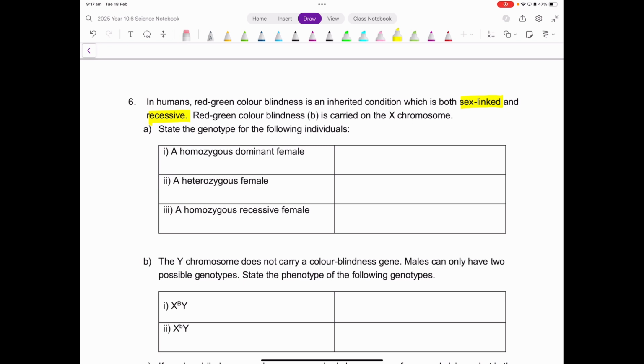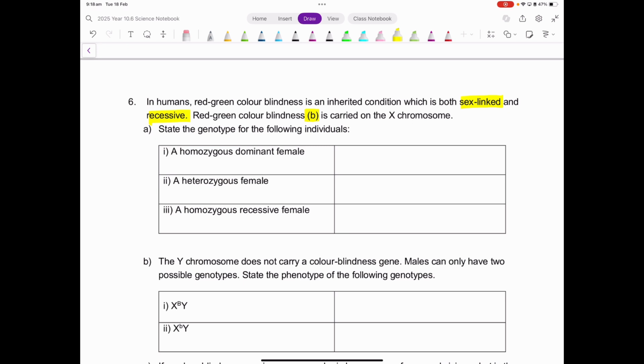So, they have given you an allele. So what does that mean for you? It means that you must use the letter B. And this allele is carried on the X chromosome. Hint for you, we don't ever talk about Y-linked traits. We only talk about X-linked traits. Do Y-linked traits exist? Yes. Do you need to know them? Not in high school. Okay?